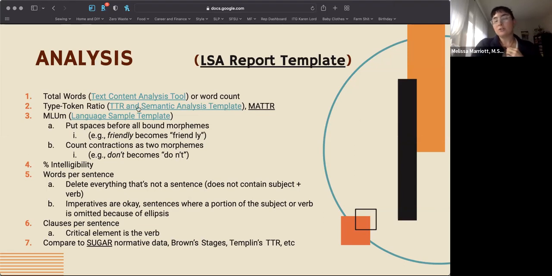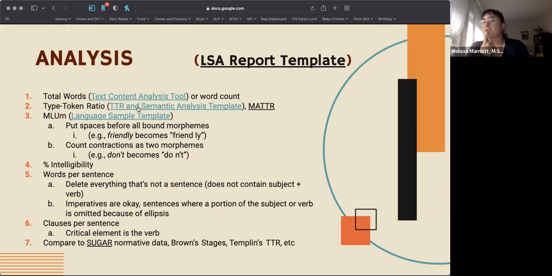The type token ratio, if you're not familiar, is just a measure of how many different words to how many total words a student or a client is using. And generally for all age groups, it sort of hovers somewhere in the 0.43 to 0.45 range. That's what we would consider to be typical.